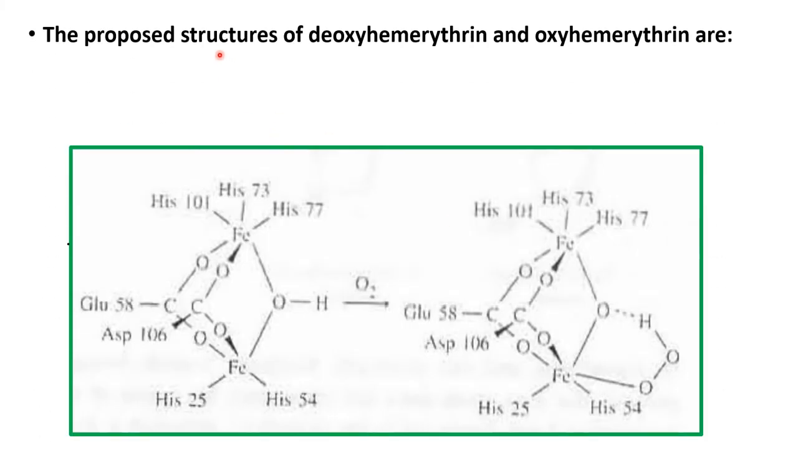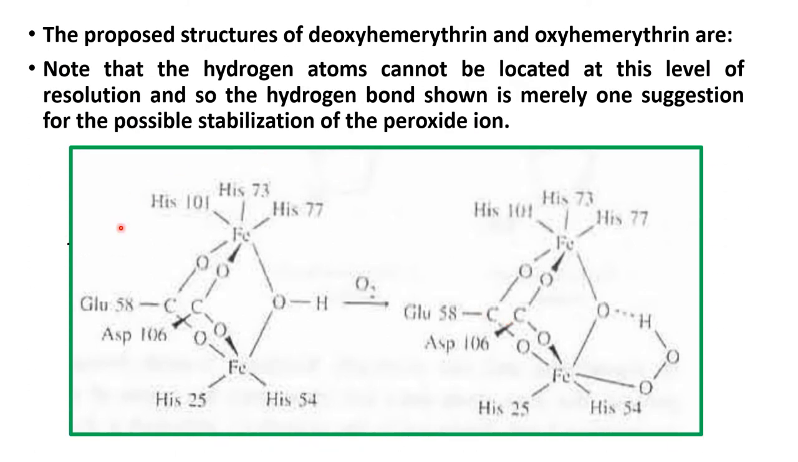Here you can see the proposed structures of deoxyhemerythrin and oxyhemerythrin. Note that the hydrogen atoms cannot be located at this level of resolution, and so the hydrogen bond shown is merely one suggestion for the possible stabilization of the peroxide ion.